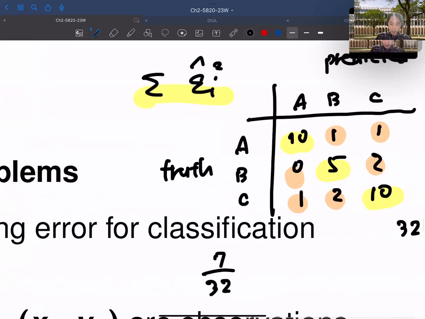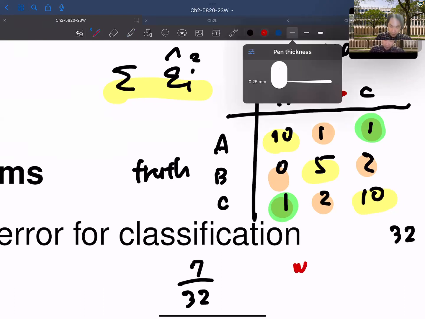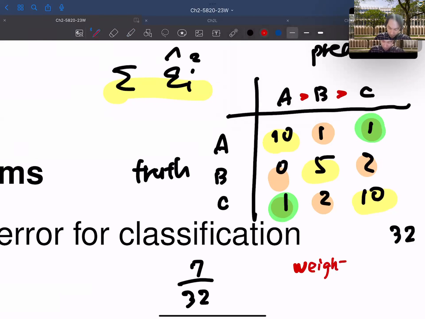For example, in this example, we have categories A, B, C, but if this is ordered, so A is better than B and B is better than C, then you can see that this one and this one are more serious errors than the other orange ones. Because A and C are totally different, maybe we should give a larger penalty on these green ones. So that is called a weighted kappa in diagnostic medicine. Weighted kappa.